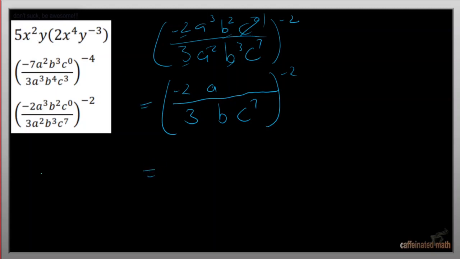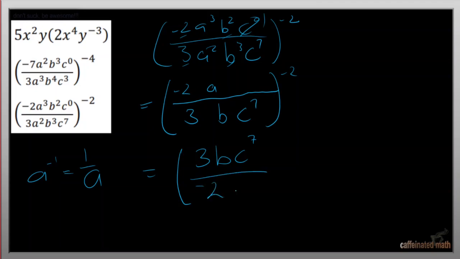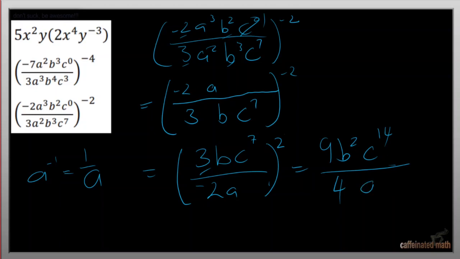Again, let's take care of our definition. Remember, a to the power negative 1 is just equal to 1 over a, which means we can rewrite this again as 3bc to the power 7 all over negative 2a, which turns our exponent on the outside positive. Now we can apply it. 3 squared is just 9, b to the power 2 if we distribute properly, and then c to the power 14. Negative 2 squared is positive. Remember, a negative times a negative is positive. And then we also have a squared. And that takes care of that.